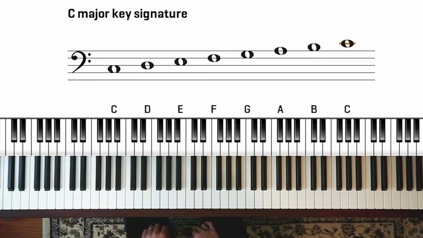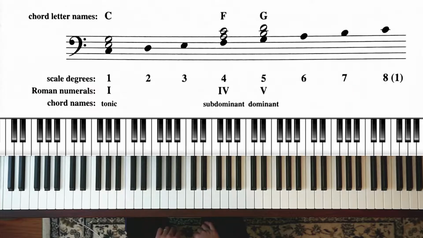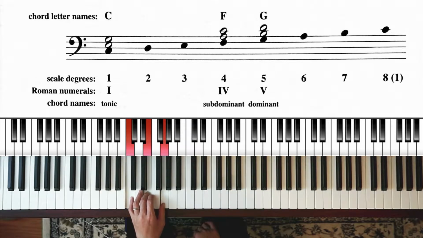Now the scale degrees 1, 4, and 5 are C, F, and G. So the chords we build on scale degrees 1, 4, and 5 are called the primary chords. If you're not familiar with what a chord is, it's a combination of 3 or more notes. If there are only 3 notes, the chord is called a triad.